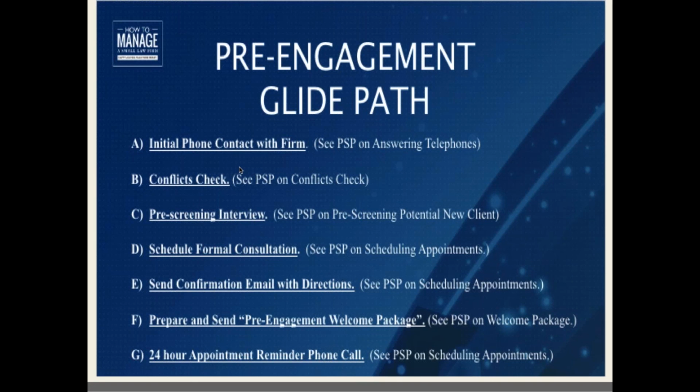Then we do a pre-screening interview to make sure this is an ideal A-plus client for us. Then the receptionist would schedule a formal consultation. That should be in the policy and procedure on scheduling appointments. Then send confirmation email with directions. Again, the receptionist would know how to send that out, what language to use. There'd be a template email. And then maybe you send a pre-engagement welcome package. Here's what to expect at your first meeting. And then maybe even a 24-hour appointment reminder phone call.